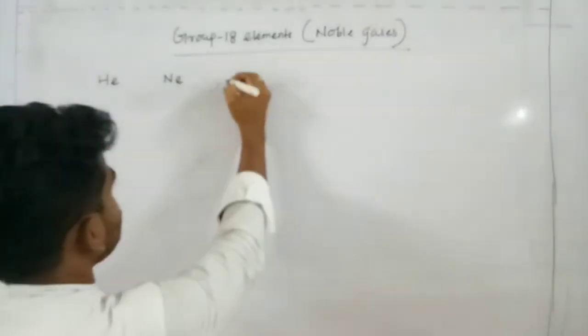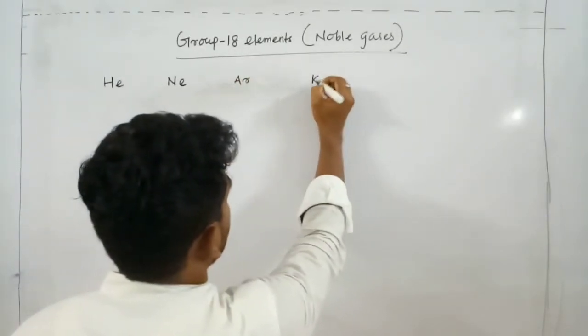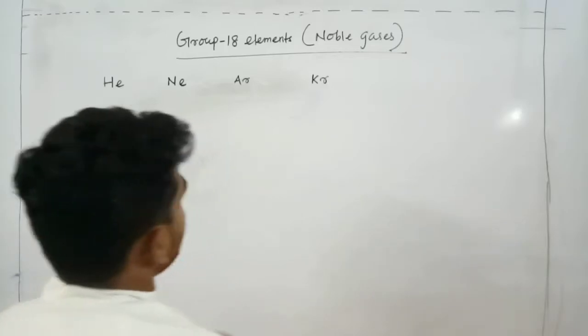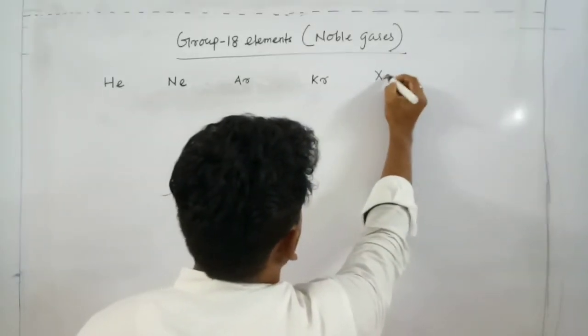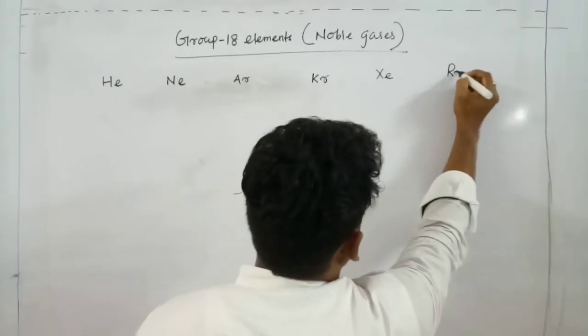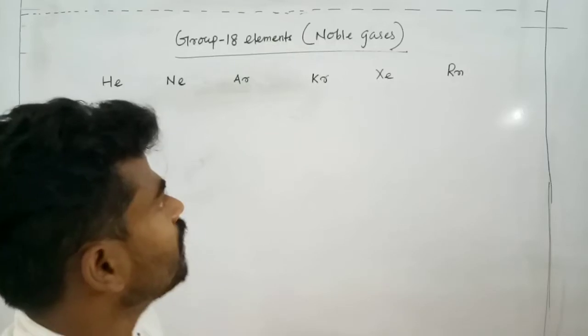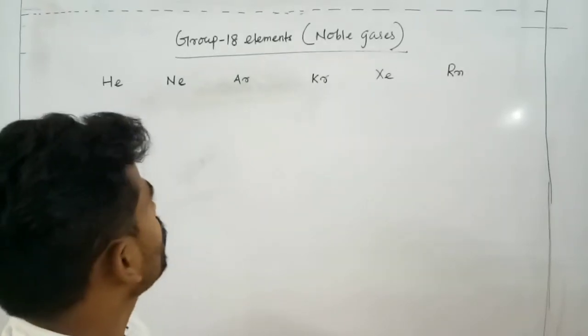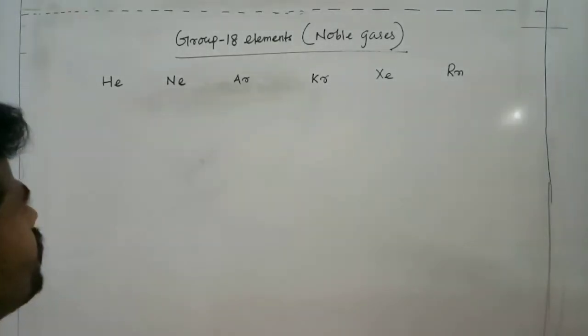Let us write down these elements. First one is helium, next neon, next argon, next krypton, next xenon, and the last one in the list is radon. So these are known as your group 18 elements. Let us mention their atomic numbers.